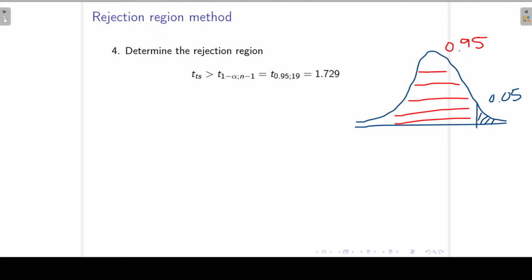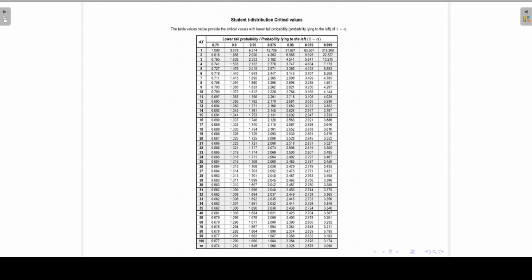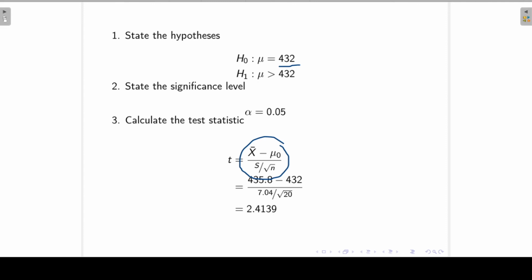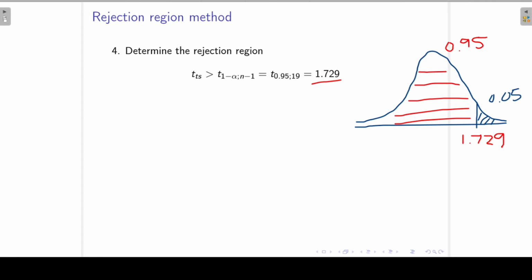Now to find this t-value, I go to my t-tables. And here I've got my t-tables. The area to the left is 0.95. My degrees of freedom is 19. So my critical value is 1.729. So that is where my critical value comes from. And now if we go back to find our test statistic, 2.4139, that lies to the right of my critical value. It falls in the rejection region.